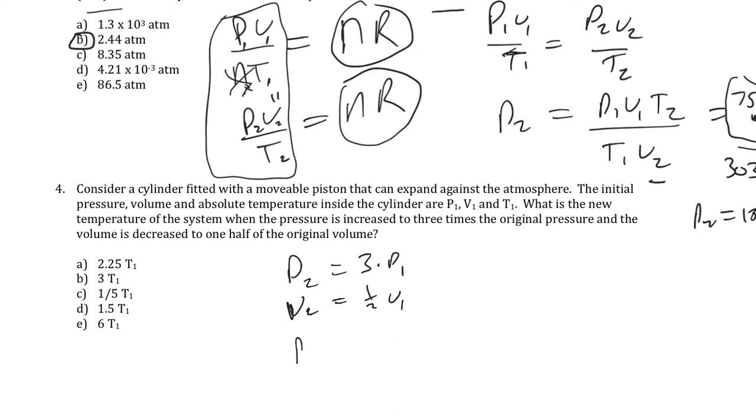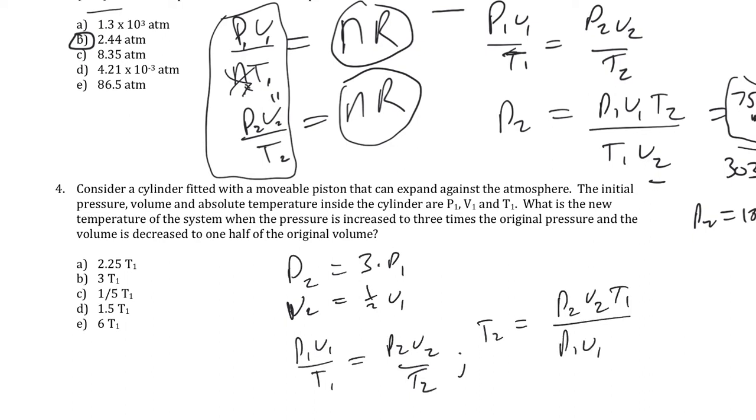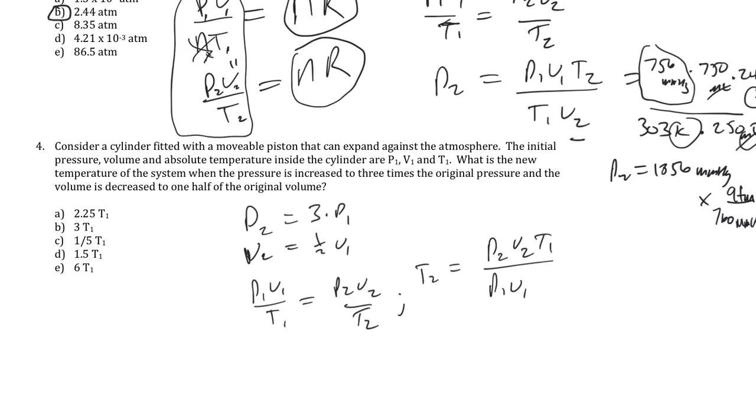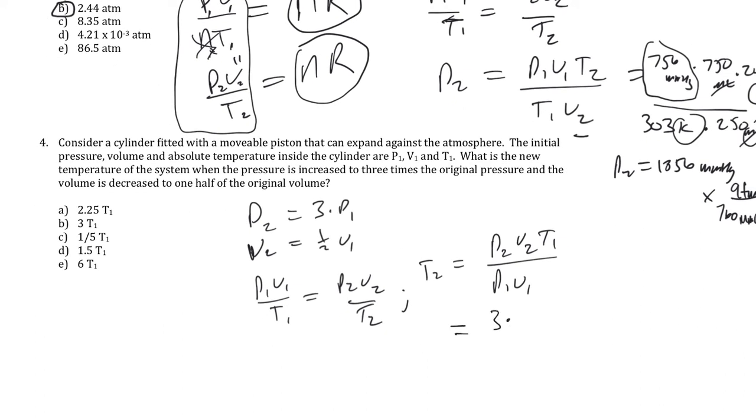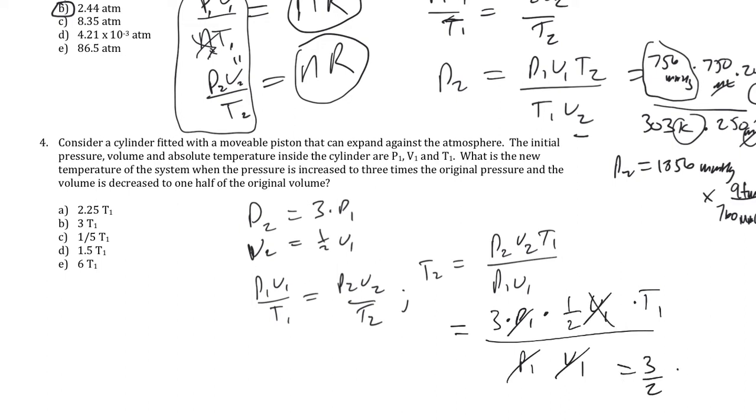So it's T2. So we go to P1 V1 over T1 equal to P2 V2 over T2. Our T2 will be equal to P2 V2 T1 divided by P1 V1. All we're doing here is plugging in that P2 is 3 times P1. And then we get 1/2 times V1 times T1 divided by P1 V1. So P1 cancels, V1 cancels. And so this should be 3/2 times T1. The answer here is 3/2, 1.5 times T1.